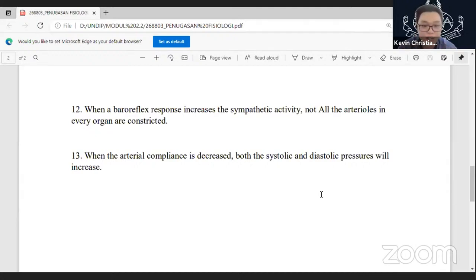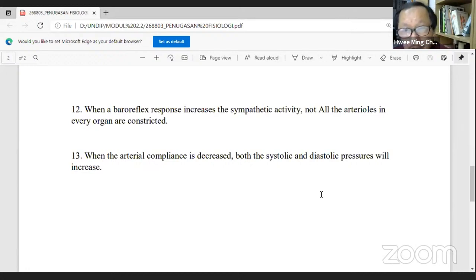Okay, so I will answer question number 12. I will read the question first. When a baroreflex response increases the activity on all the arterioles, is every organ constricted? In my opinion, that's a false statement, because the purpose of the baroreflex response is to make good perfusion in every organ. If this reflex runs, the activity of the arterioles will happen in all of the organs to make good perfusion in every organ. That's all, sir, if I'm wrong.